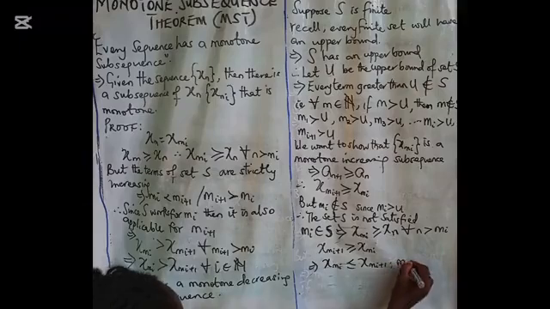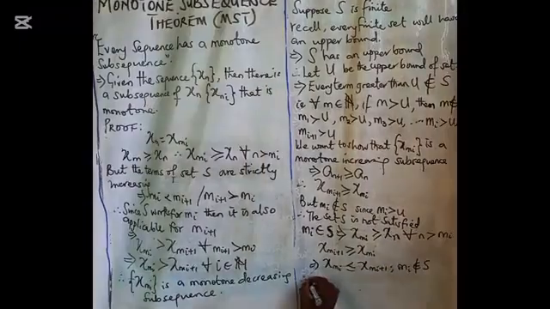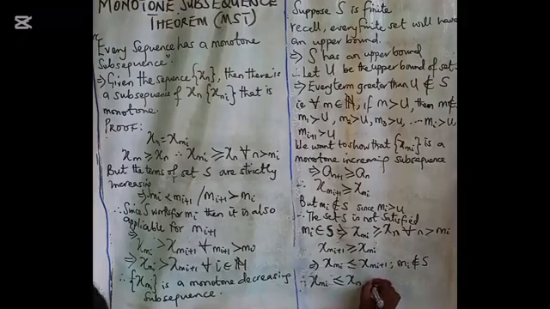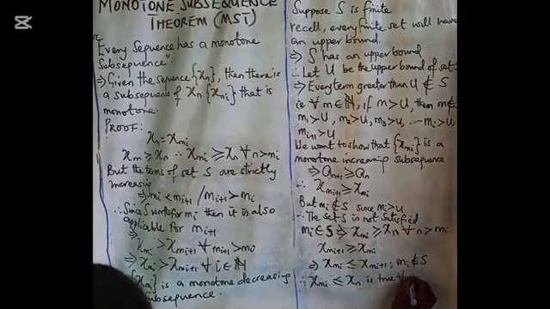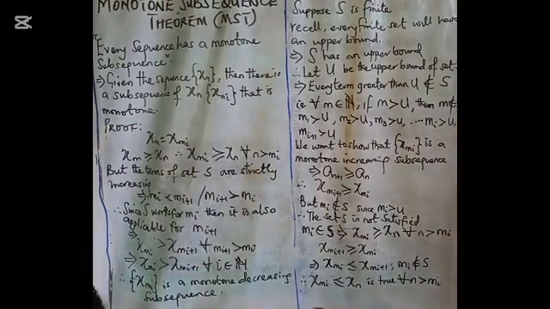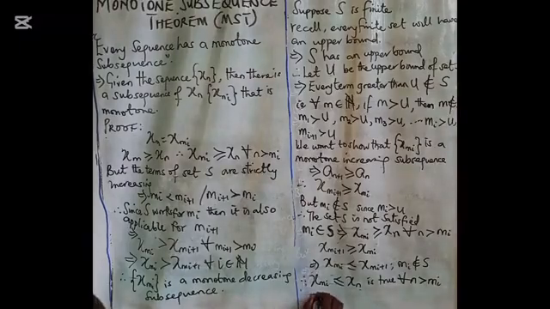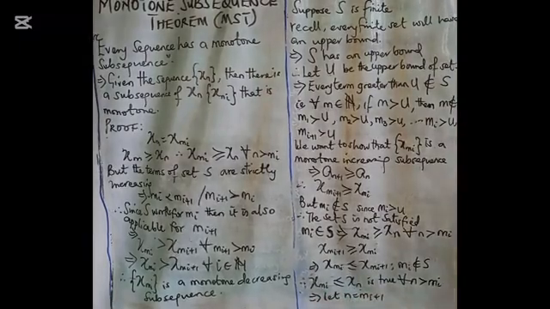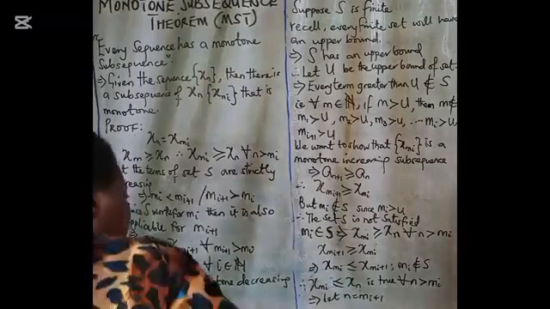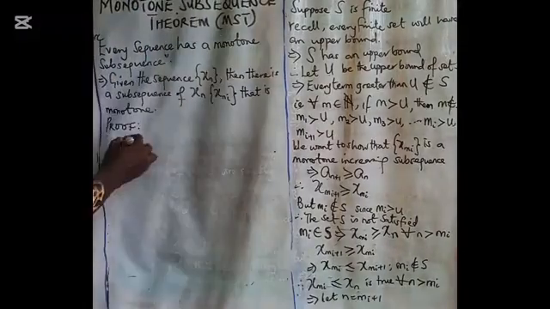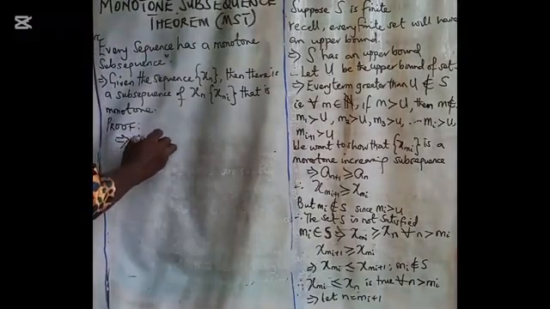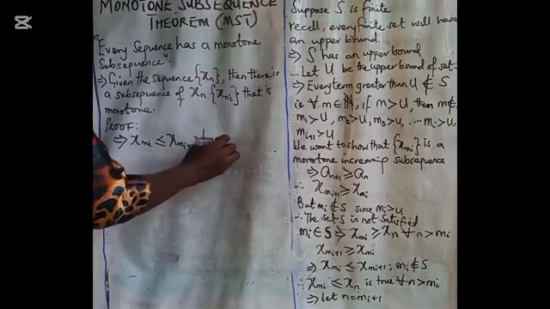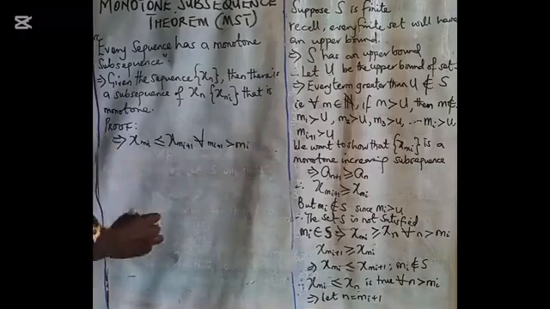And our mi does not even belong to S. Therefore, x sub mi less than or equal to x sub n is true for all n greater than mi. And from this we can say, let n equal mi plus 1. And if n is equal to mi plus 1, then it implies that x sub mi is less than or equal to x sub mi plus 1 for all mi plus 1 greater than mi.